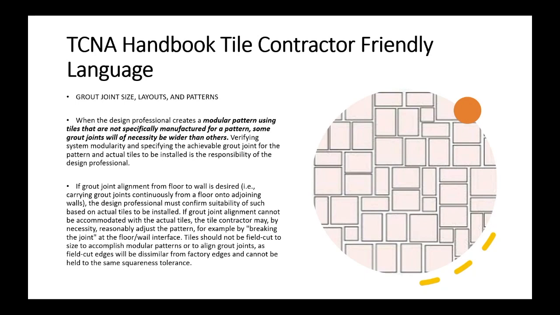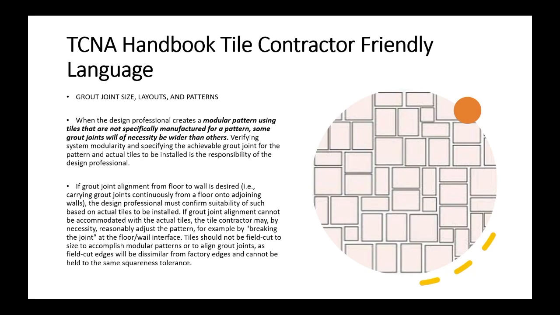If the grout joint from the floor to the wall is expected to line up, that's important because this comes up quite frequently. For example, they don't want us to be really breaking at the wall. They want the joint to be continuous right up the wall. The design professional needs to confirm that these tiles are suitable to be able to do that. And I'll say the odds are slim that's going to happen. Even quarry tile to quarry tile base, generally base is larger, and there's a reason for that. So we aren't asked to try and line it up.